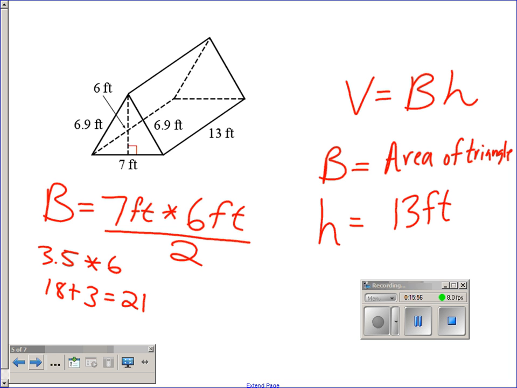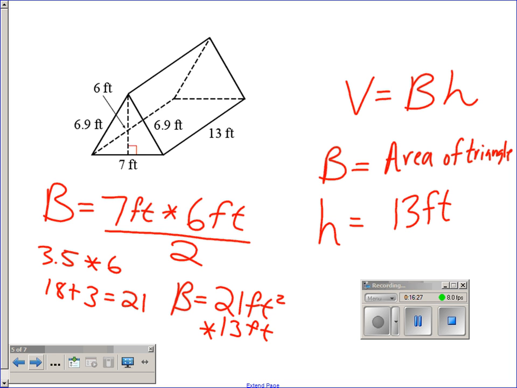So no matter how we do it, the area of our base for this one is equal to 21 feet squared. Now we need to multiply that by the height. 21 feet times how many? What's the height? 21 times 13. Yep, 21 feet times 13.